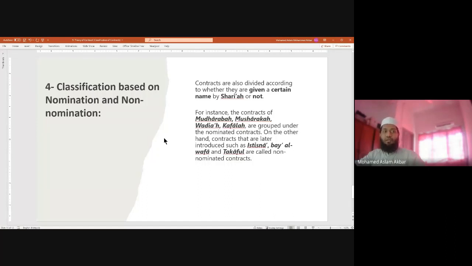Takaful is like insurance. This contract was not there previously. This is something new. Only very few within this last century, within these 100 years, we have this kind of contract. That's why these are the contracts. It's not in the Sharia, but it is still based on Sharia conditions. The only difference is it is not nominated by Sharia, but it is still a contract.